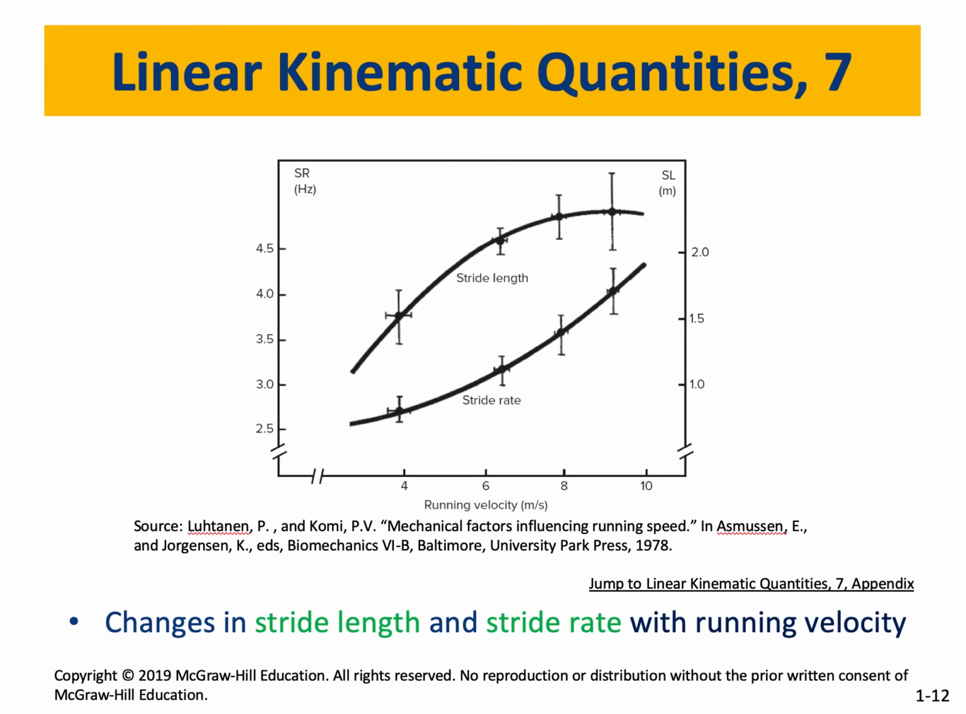This is a figure that is showing you this change in stride length and stride rate with running velocity. So you can see that on the x-axis you have running velocity, and on the right you have this curve, which is the stride length. So you can look at the running velocity as a function of the stride length, and also as a function of the stride rate. It's a compact figure, but you can get the information that you're looking for from it.